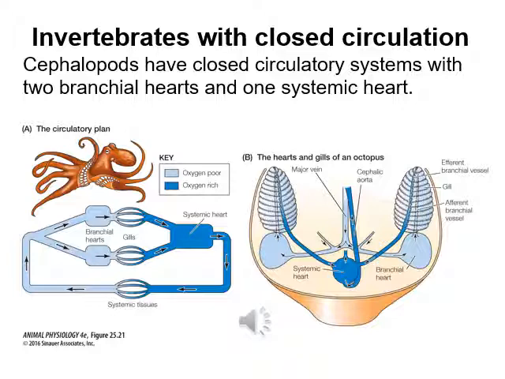Cephalopods, like squid and octopi, are very active mollusks, and they have closed circulatory systems. Their systemic blood returns from the body and splits to feed two branchial hearts, which pump blood through the two gills. Blood coming out of the gills returns to a systemic heart, which then pumps blood through an aorta to go back to the systemic circulation.